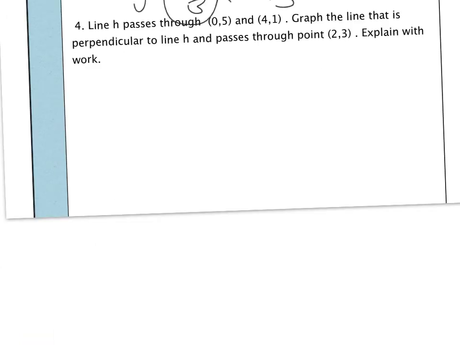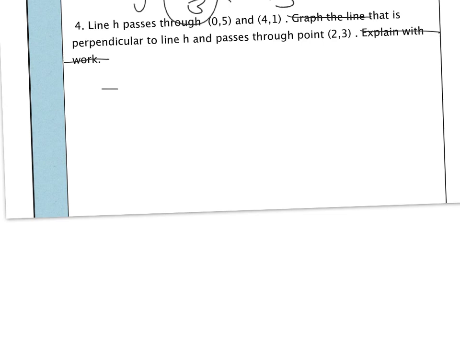Here is question number 4. It says, line H passes through (0, 5) and (4, 1). Graph the line that is perpendicular to the line and passes through point (2, 3). So I'm actually going to modify this and not have you graph it, but I'm going to have you just write the equation, and your work will pretty much explain itself. So the line passes through (0, 5) and (4, 1). So again, we need to figure out what the slope of this line is, and that will help us figure out what a perpendicular slope would be.